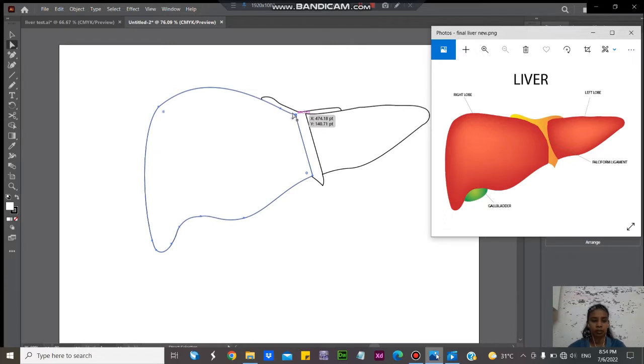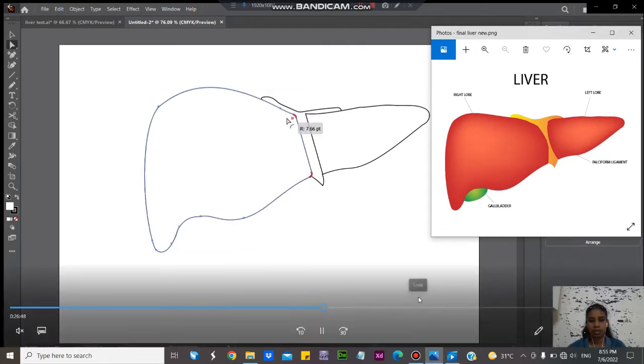For this project, we were required to design a human organ. So I designed a human organ using Adobe Illustrator that you can see here. I used Adobe Illustrator to design the liver.